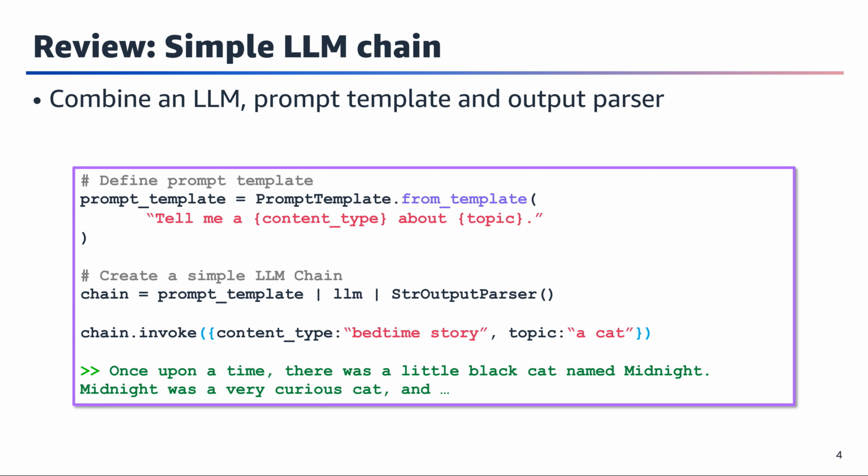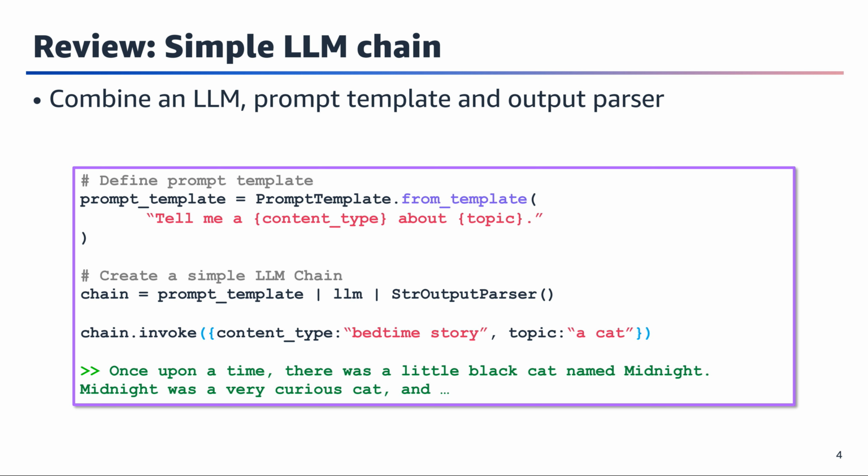A simple LLM chain looks as follows. First, we define a prompt template using the prompt template class with a simple structure. This template creates a standardized way to format our inputs before they reach the language model. Next, we create the chain by connecting these components with the pipe operator. The flow goes from prompt template to LLM to string output parser, creating a processing pipeline that handles the entire workflow from input formatting to output processing.